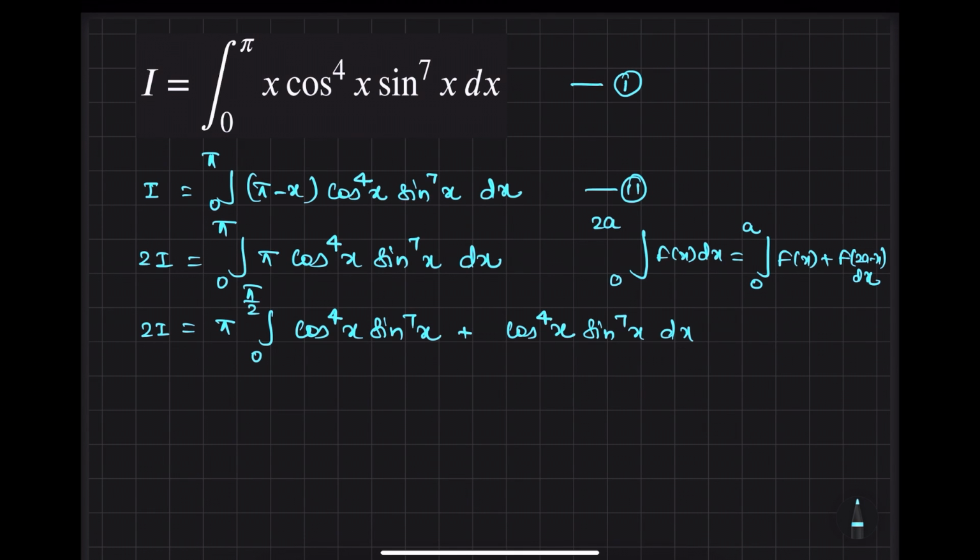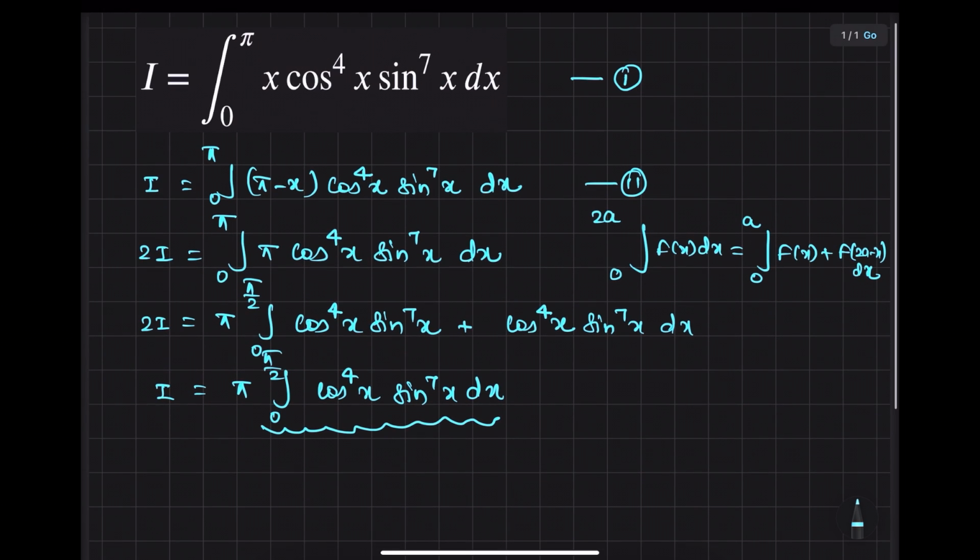So can I divide both sides by 2, so that we will be left with I equals integration from 0 to pi by 2 of cos power 4x sine power 7x dx. Now here you can apply Wallis's theorem. So how will I write the final result, look here.